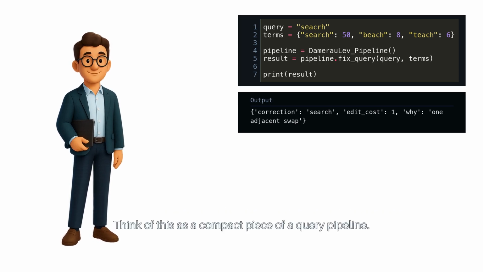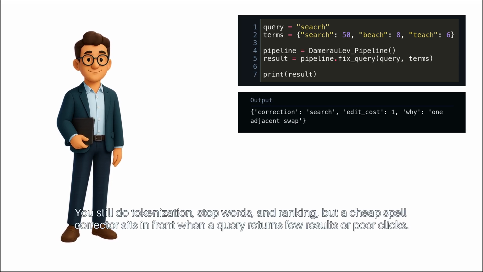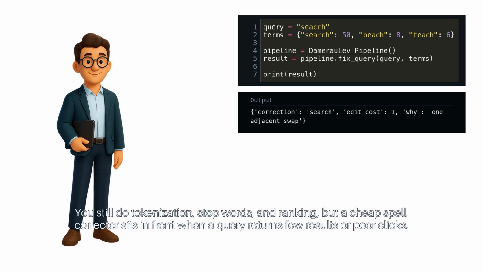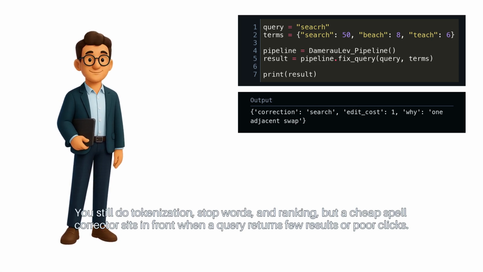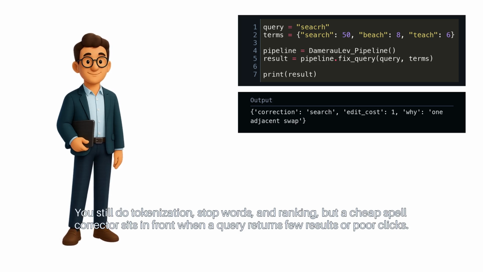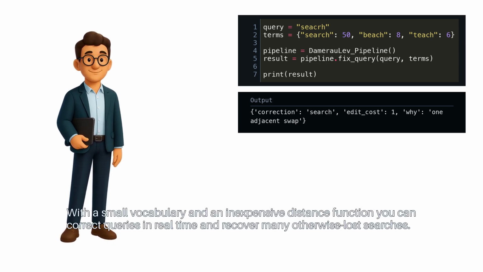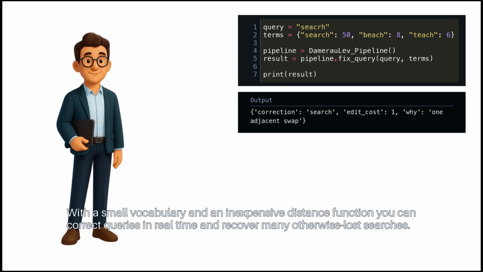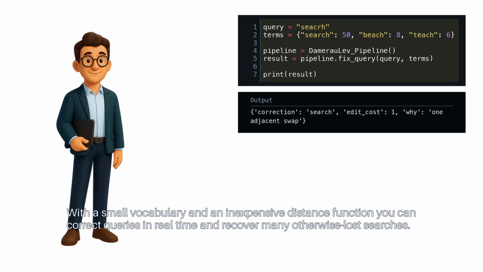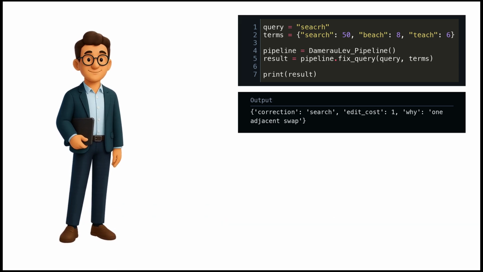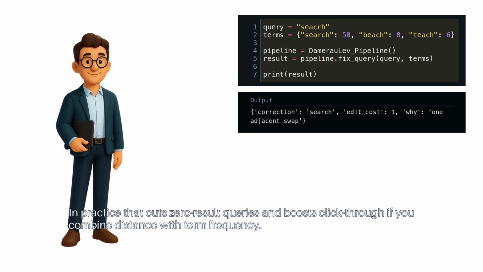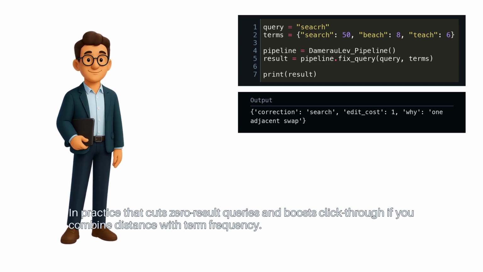Think of this as a compact piece of a query pipeline. You still do tokenization, stop words, and ranking. But a cheap spell corrector sits in front when a query returns few results or poor clicks. With a small vocabulary and an inexpensive distance function, you can correct queries in real time and recover many otherwise lost searches. In practice, that cuts zero-result queries and boosts click-through if you combine distance with term frequency.